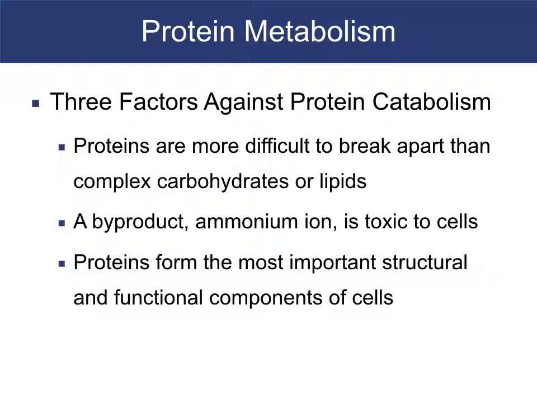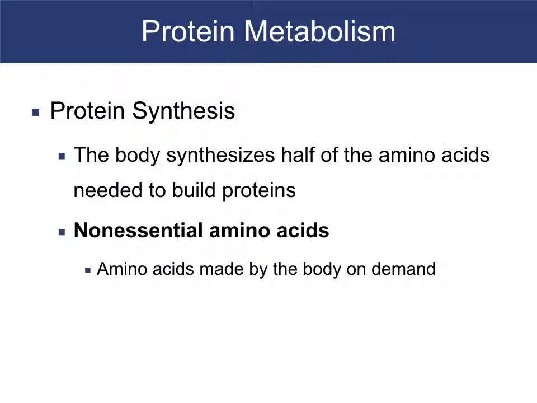Why is it bad to break down proteins? What are 3 factors against protein catabolism? Proteins are hard to break apart. It produces ammonium ion, which is toxic, and the proteins form the most important structural and functional components of cells. If you tear down your muscles, you can't move. You become weak. You become defenseless, so to speak. So the last thing in the world you really want to do is break down your proteins.